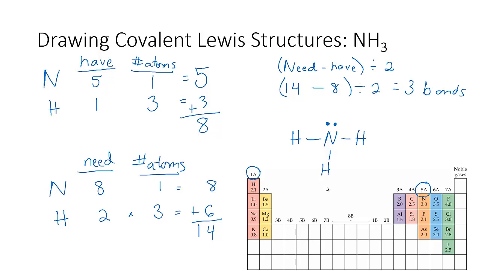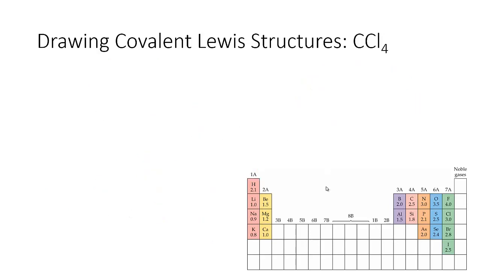Let's look at our next structure, carbon tetrachloride. So first off, we've got carbon, 1 carbon, and 4 chlorines. So we got to find our carbon on the periodic table, and it's right here, and chlorine's over here. And then we look to see how many valence electrons are in each of them. Carbon has 4, and chlorine has 7. Remember, once again, we get that from our group number.